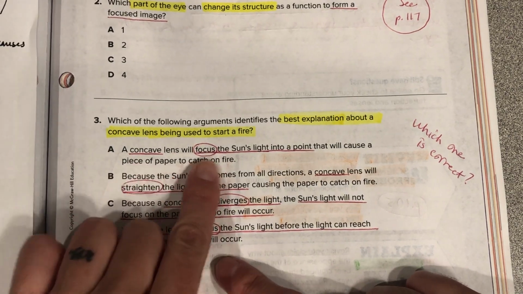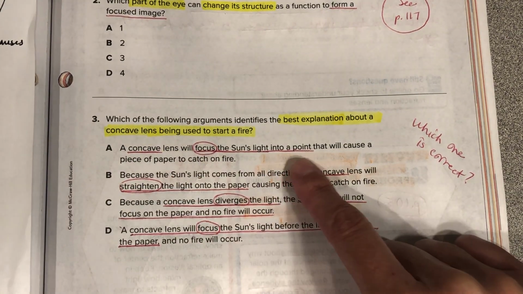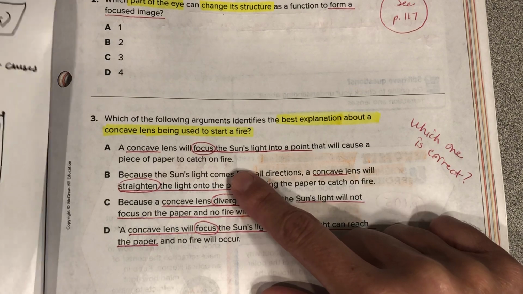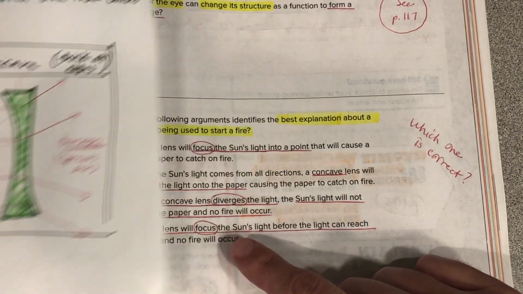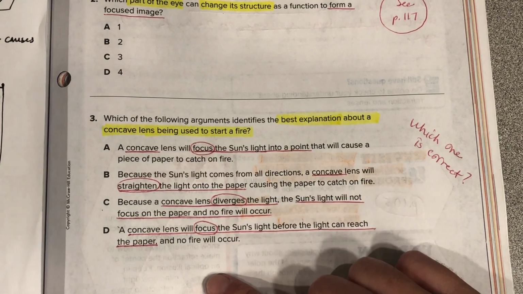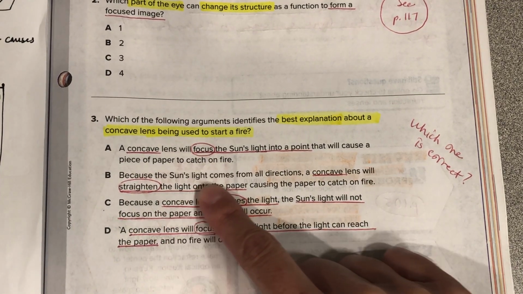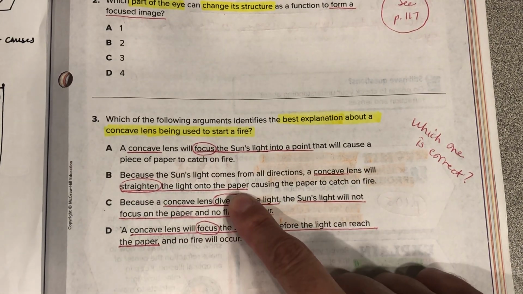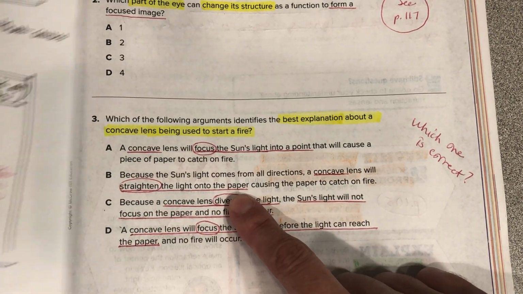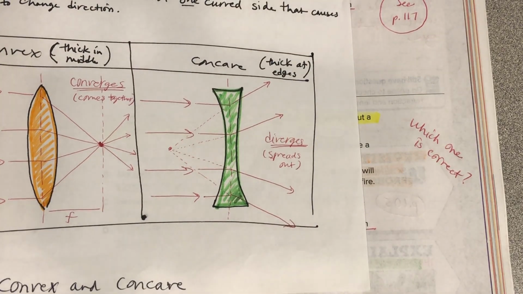A, a concave lens will focus the sun's light into a point that will cause a piece of paper to catch on fire. Can this kind of lens focus light coming in to a point? B, because the sun's light comes in from all directions, a concave lens will straighten the light out onto a piece of paper. Does light come in from all directions?